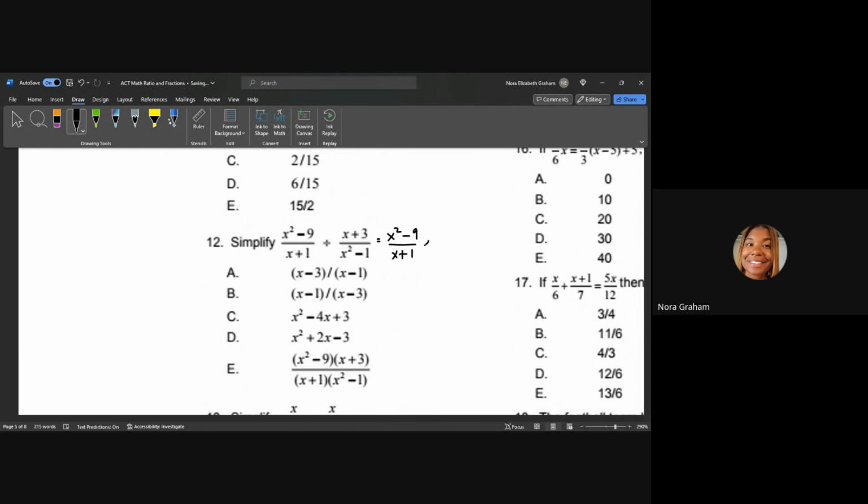And then times x squared minus 1 over x plus 3. Okay. And when I multiply these through, I'm basically multiplying my numerators and my denominators across. But for this one, we are going to have some factoring that's involved.